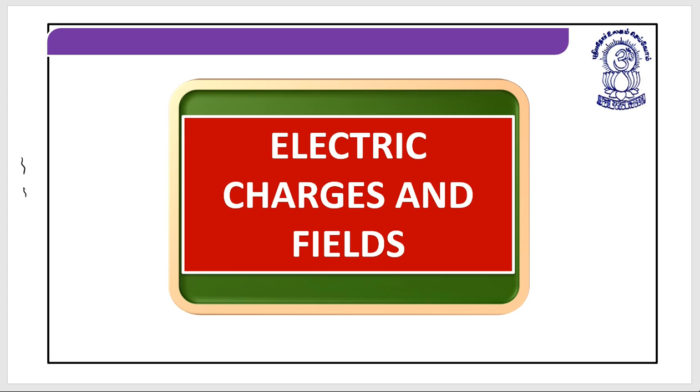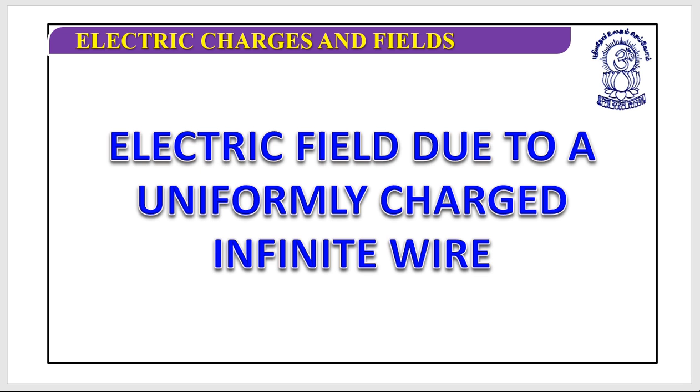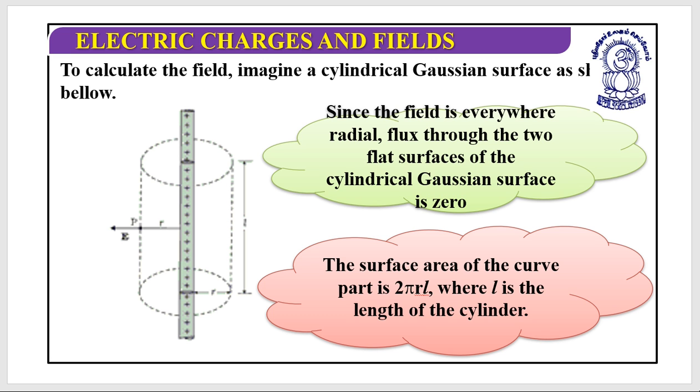In the previous classes, we were discussing Gauss's law and its applications. We have already done the application of Gauss's law for the point charge, for the sphere, for the conducting sphere and for the non-conducting sphere. Next, we went through the electric field due to infinite plane sheets, whether conducting or non-conducting. Today, we are going to discuss the electric field due to a uniformly charged infinite wire. So let's begin with today's class.